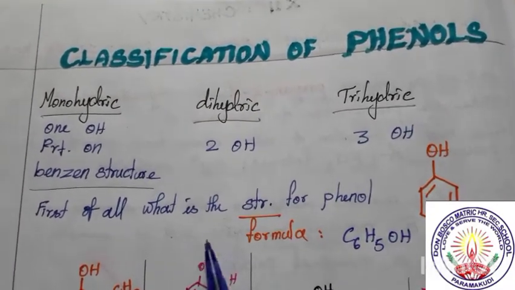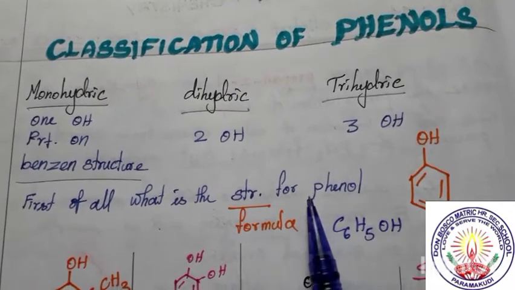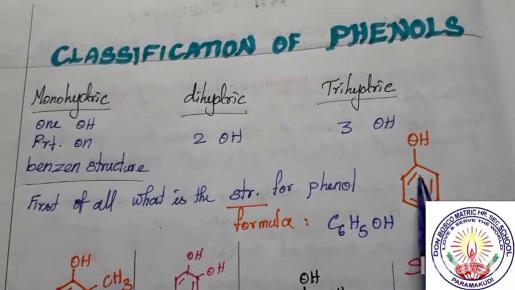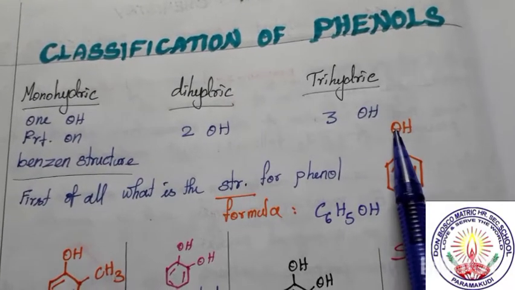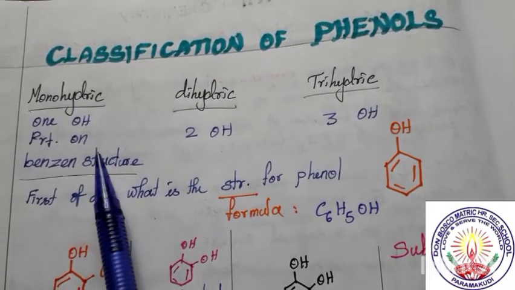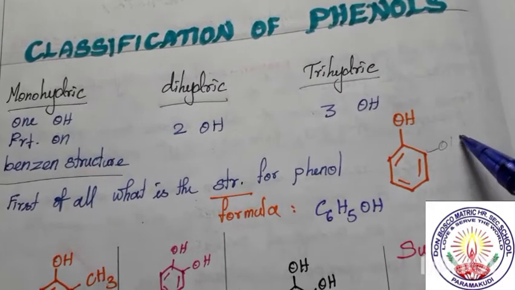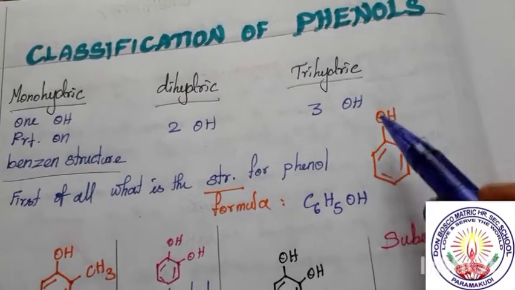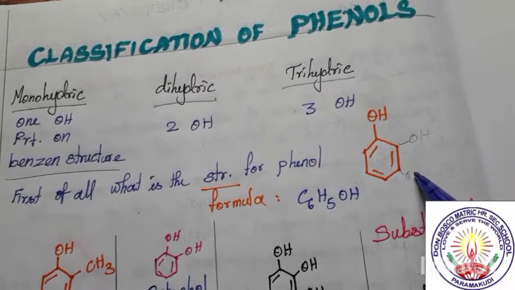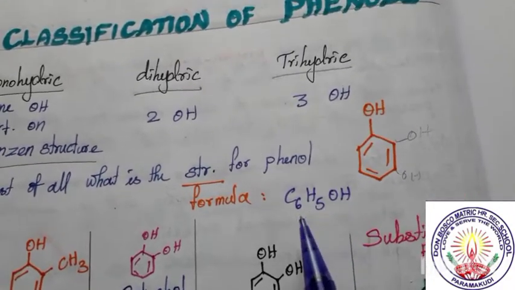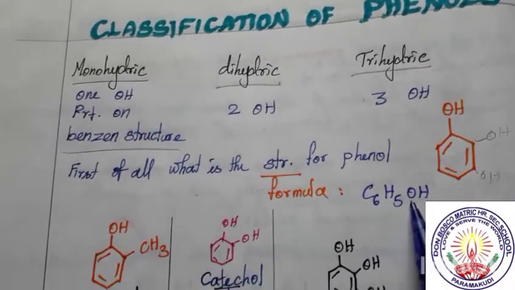First of all, what is the structure for phenol? Benzene. OH is present on benzene. When it is only one OH it is monohydric. When it is 2 OH it is dihydric. When it is 3 OH it is trihydric phenol. The formula for phenol is C6H5OH.